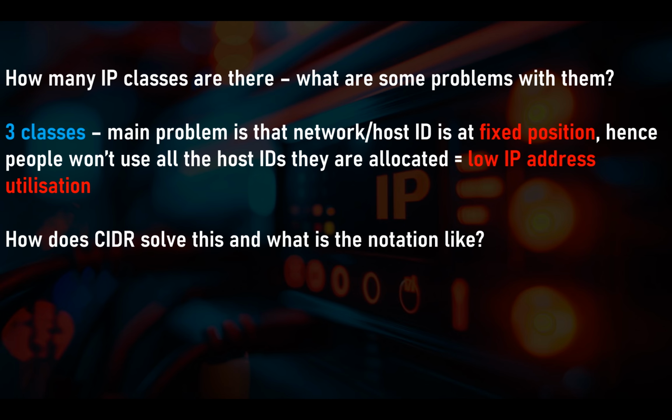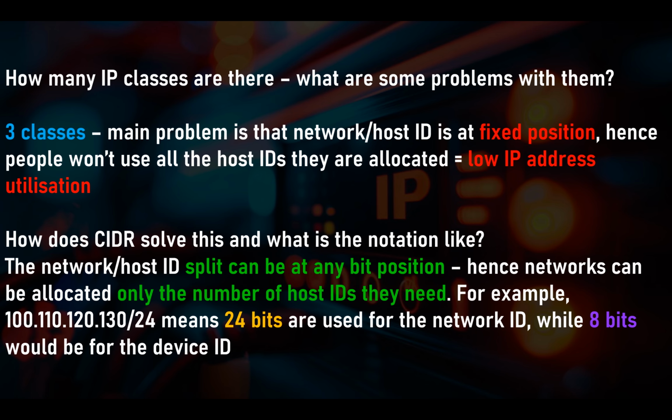Let's think, how does CIDR solve this, and what is the notation like? The network ID and host ID can be split at any bit position, hence networks can be allocated only the number of host IDs they need. For example, /24 means 24 bits used for the network ID, while the remaining 8 bits would be for the host ID, the device ID.